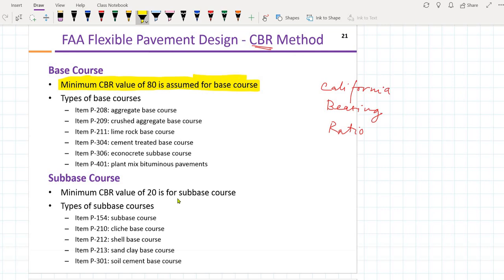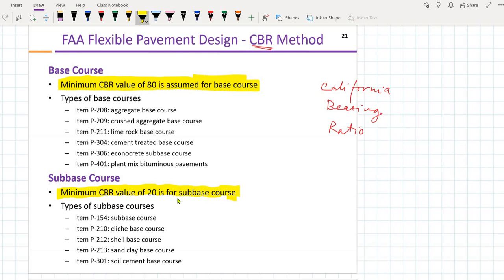So this is the requirement. And the minimum requirement for sub base is 20. So any material whose CBR value is 20 or above can be used as sub-base material, and if the CBR value is more than 80, then it can be used as the base material.